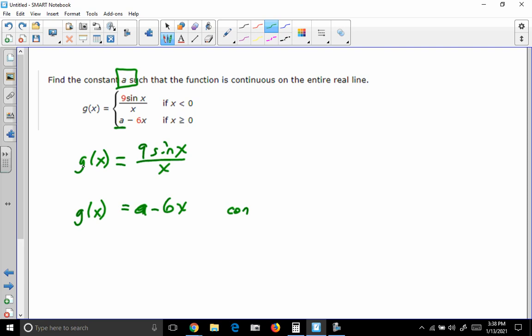The only place that the top one would be discontinuous is at 0. We can't divide by 0. Well, if we look at its interval, 0 is not part of its interval. So everywhere on this interval, this is defined. Everywhere to the left of 0, we would get an answer regardless of what we plugged in. And from 0 to the right, we would get an answer for this. So the only place that it could be discontinuous is at 0.